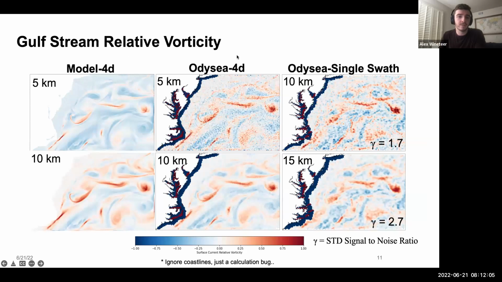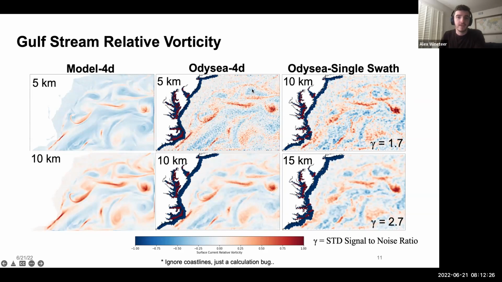If we look at relative vorticity in the same region, on the left is the model for a 4-day average. In the center is Odysea for a 4-day average. And on the right is Odysea in a single swath, so no averaging at all here. And you can see a couple of things here.